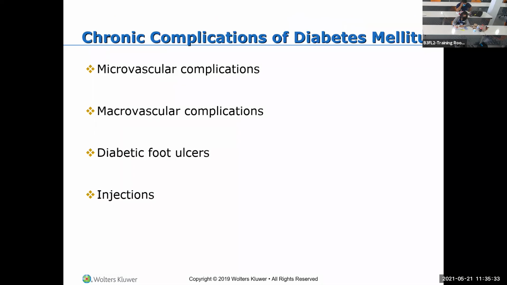Complications of diabetes come in the form of microvascular complications, macrovascular complications, diabetic foot ulcers, and infections. Infection can occur at the injection site; repeated injection of insulin causes infection. Patients with diabetes also suffer from nephropathy and retinopathy of the eyes, or cataract. Most common is cataract.